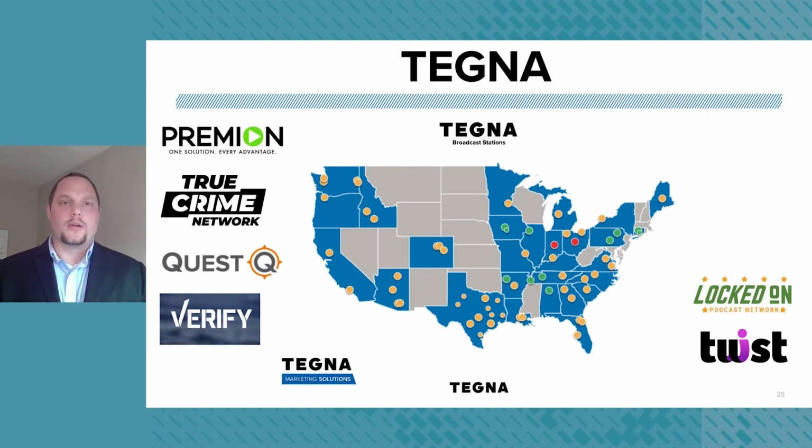We have 64 television stations in 51 markets across the US. We reach approximately 39% of all television households nationwide. TEGNA also owns leading networks like the True Crime Network and Quest. Additionally, we help businesses reach consumers with TEGNA marketing solutions and Premion, which is our over-the-top platform.